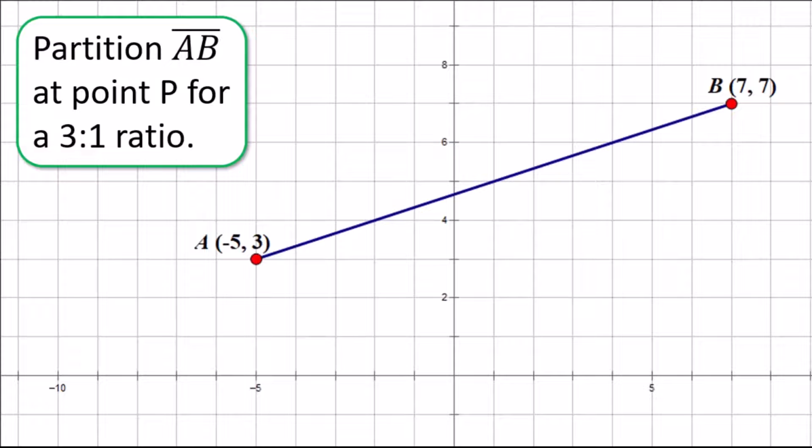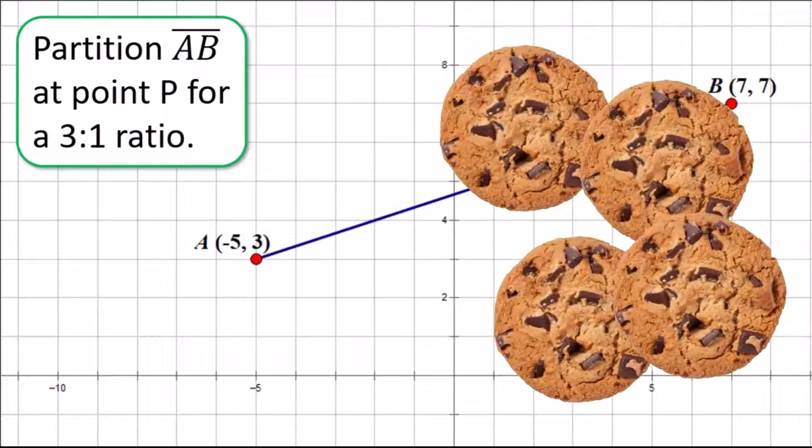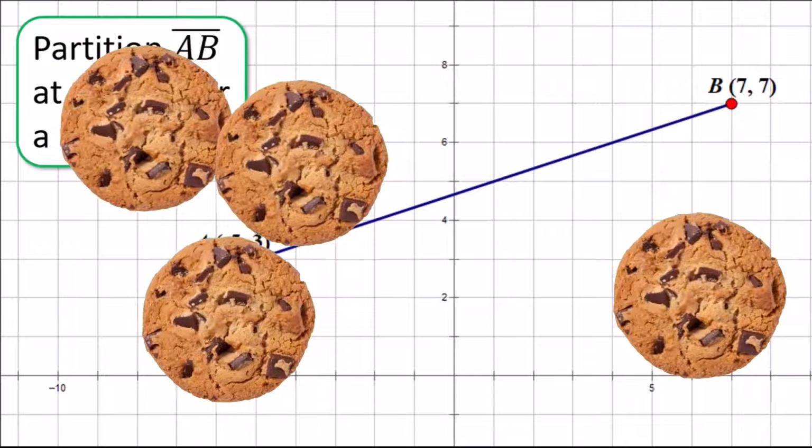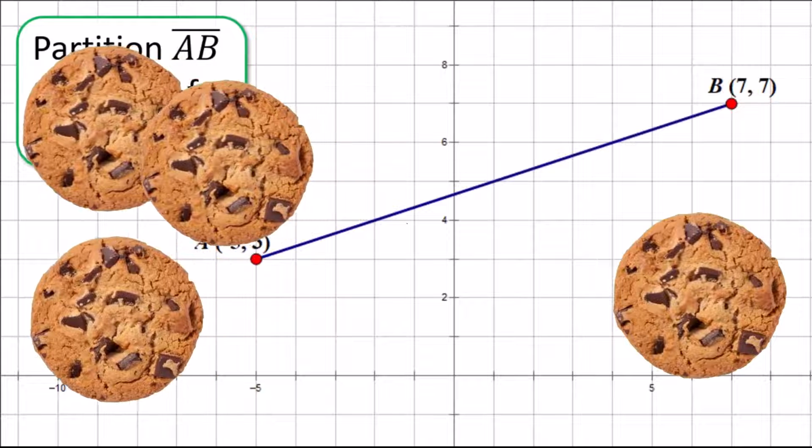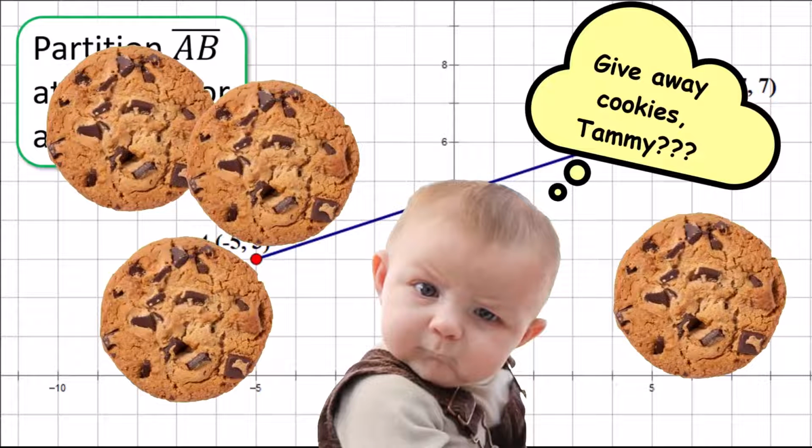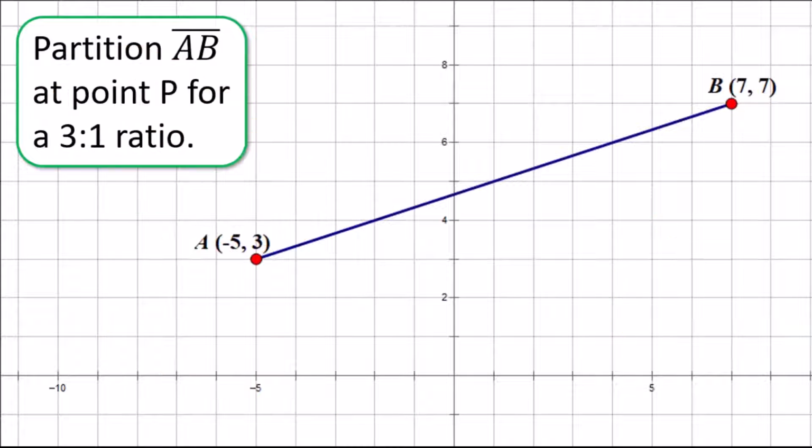If you had 4 cookies and you gave your friend 3 and you kept 1, that would be a 3-to-1 ratio. But you had 4 cookies to start with. That's the first thing you want to think about: what is the number of parts? And we get that by adding these together. So 3 parts to 1 part means we have 4 parts total.